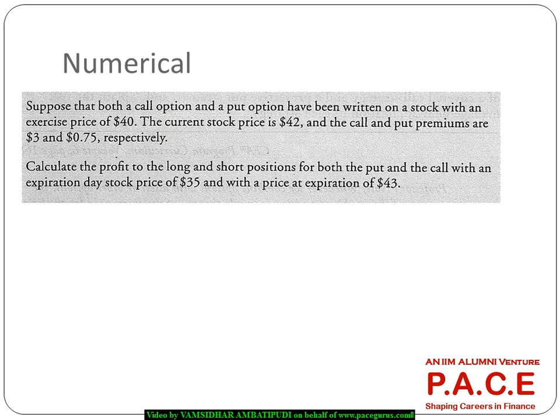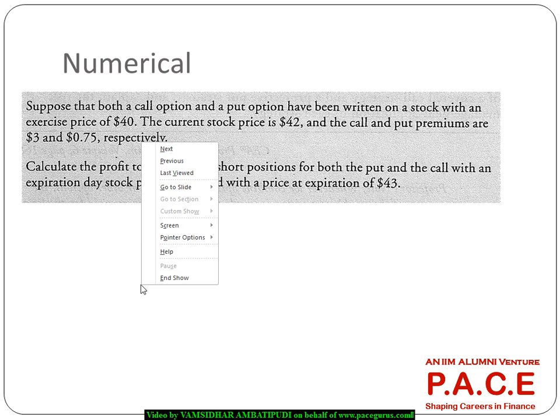Apart from that, we'll take up one numerical here to see the comfort level on the most common kind of questions which we can expect as far as this chapter is concerned.